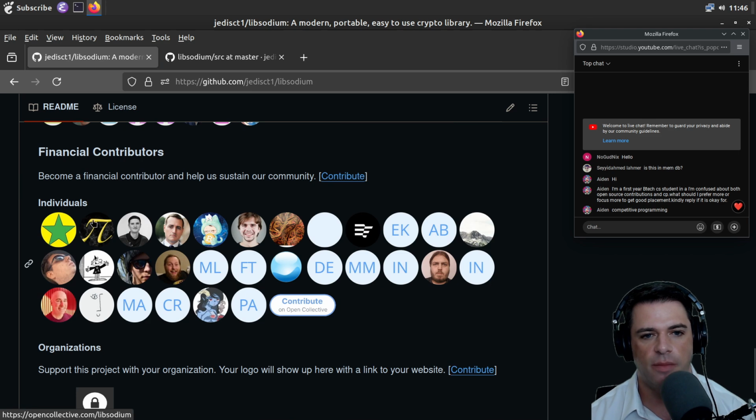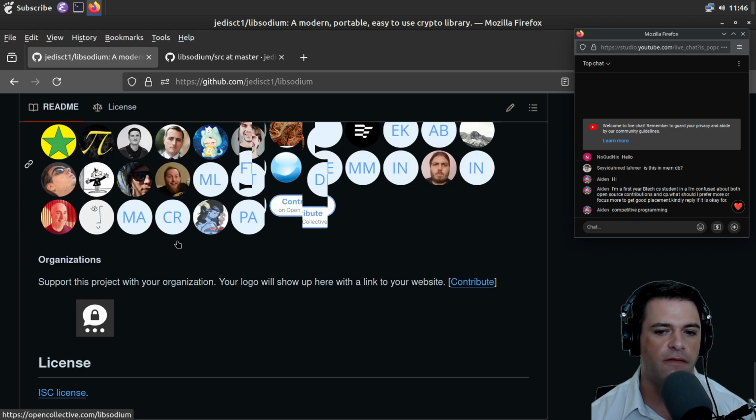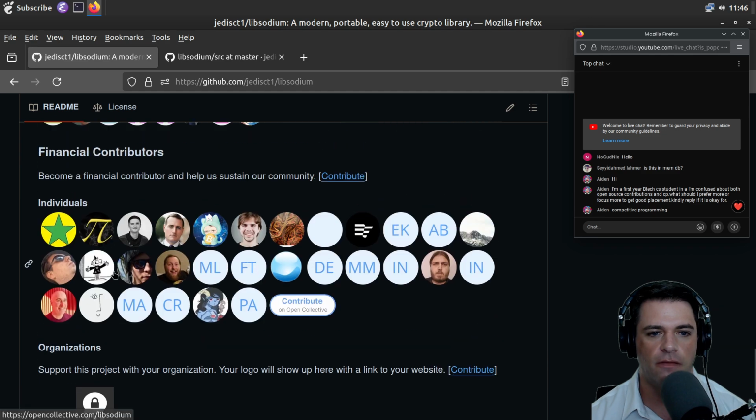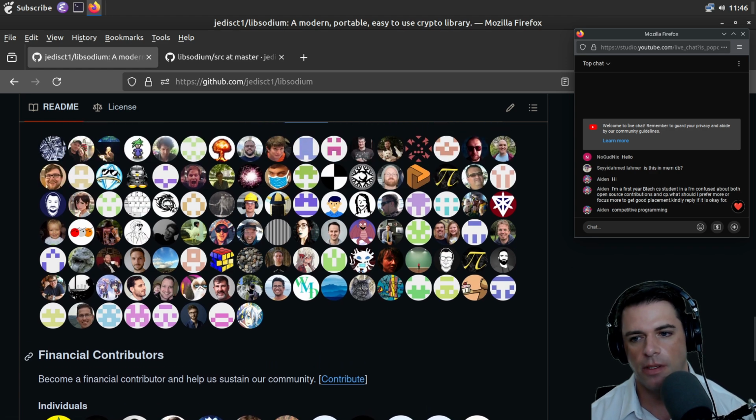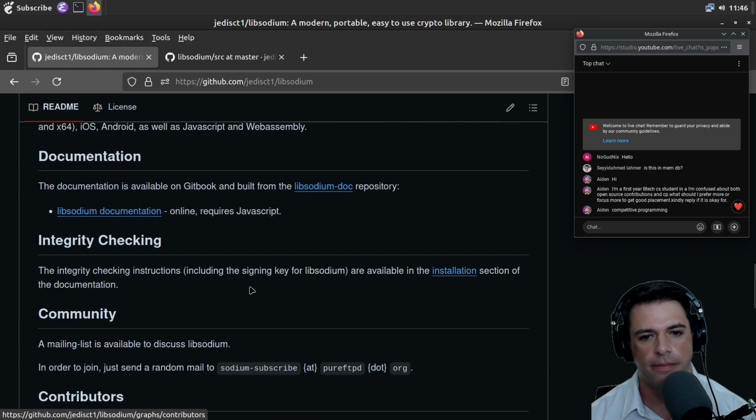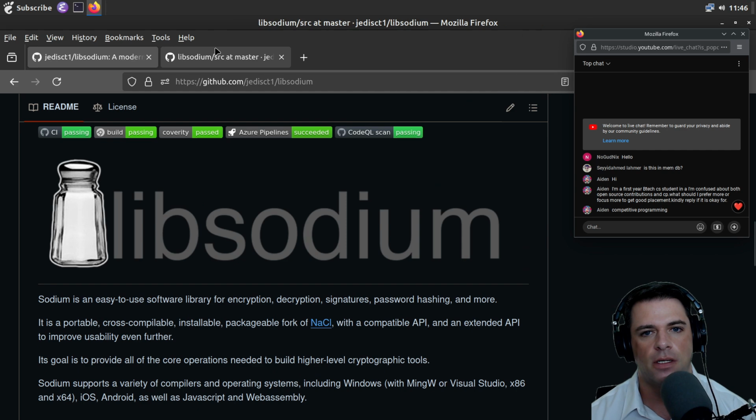We've got some financial backers, including the number pi, which has done a lot of great stuff for an irrational number. You don't see a lot of numbers on GitHub donating to people, but pi is really out there.